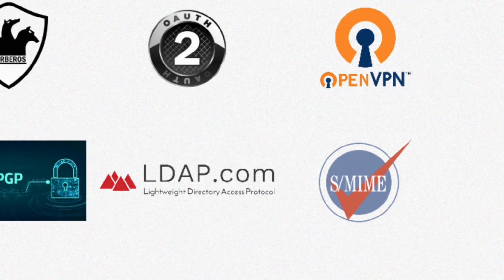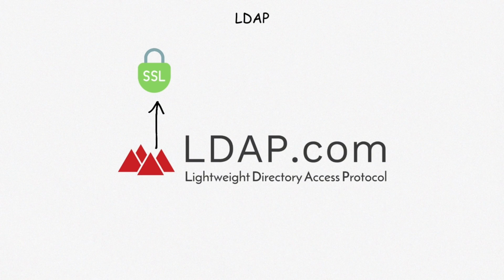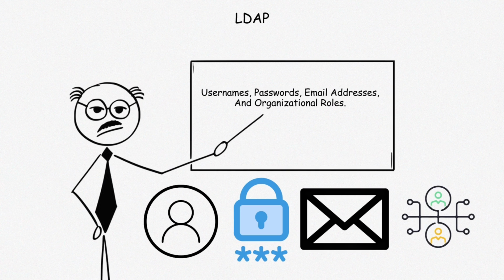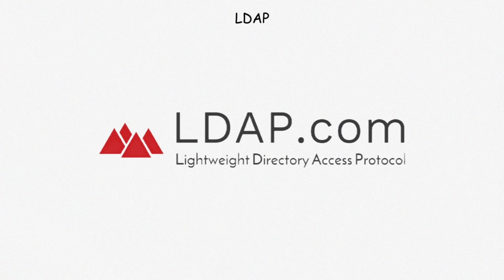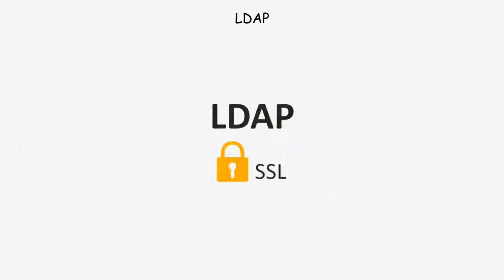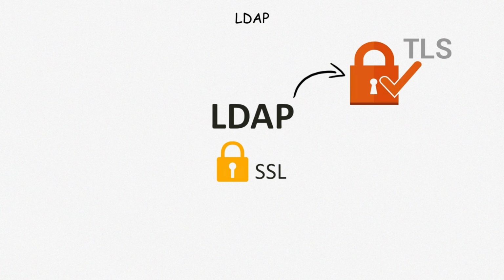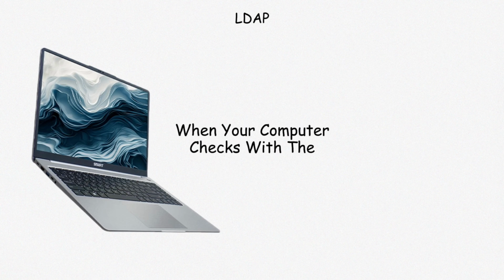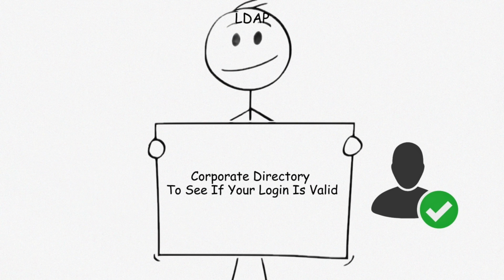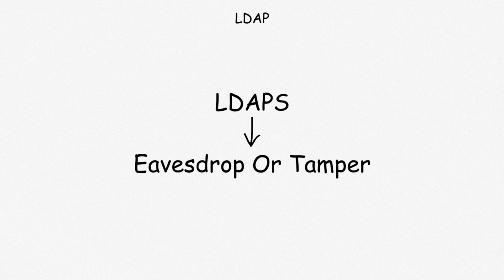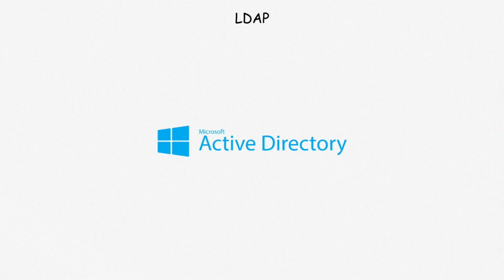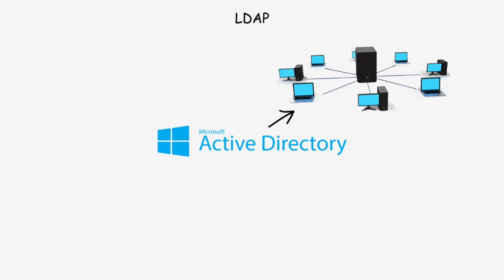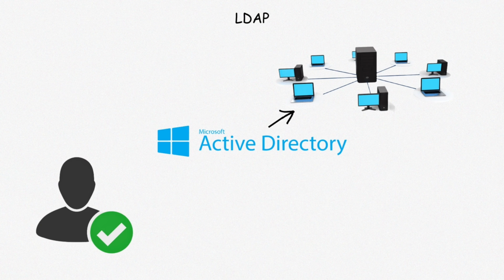LDAP over SSL, LDAPS. LDAP stands for Lightweight Directory Access Protocol. It's used to access and manage directory information like usernames, passwords, email addresses, and organizational roles. But standard LDAP doesn't encrypt traffic. That's where LDAPS comes in. It wraps LDAP in SSL or TLS to secure the connection. For example, when your computer checks with the corporate directory to see if your login is valid, LDAPS ensures nobody can eavesdrop or tamper with that exchange. It's often used with Microsoft Active Directory in enterprise networks to manage employee logins securely.